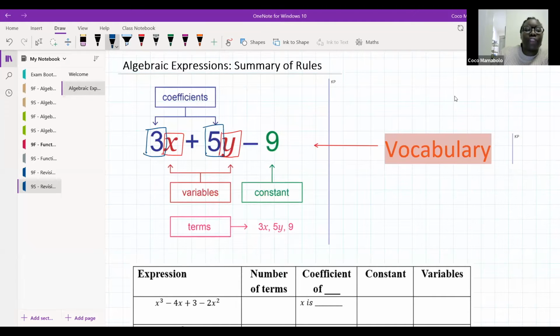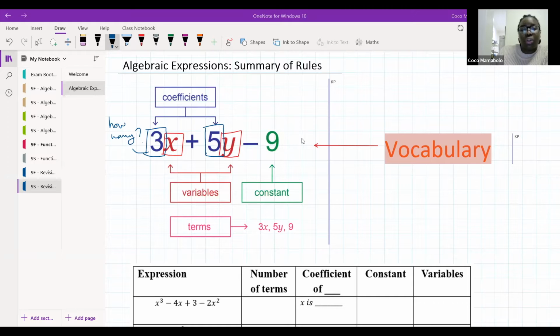So the coefficient of X is 3. And this tells me how many X's I have. If I had to ask you, how many X's do I have? You would say, you have 3 X's, ma'am. And if I had to ask you, how many Y's do I have? You would say, you have 5 Y's, ma'am.